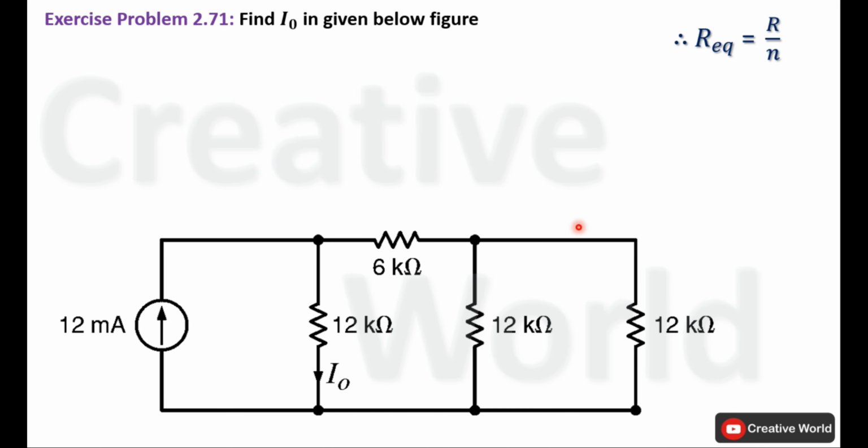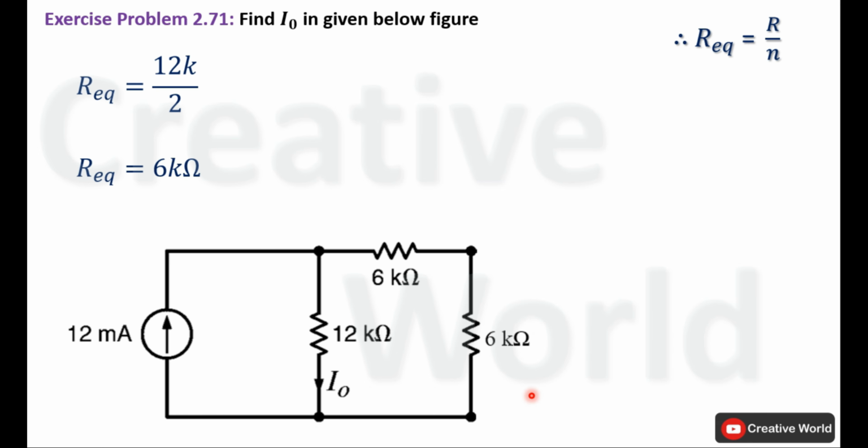Place values inside this equation. R equivalent of these two resistances will be equal to 12K divided by 2. Divide 12K with 2, answer will be 6 kilo ohm. So we can replace these two resistances with a single resistance having the value of 6 kilo ohm. Modify the circuit. Now these two resistances are converted into series connection, so we can find their equivalent resistance and replace that resistance with these two resistances.